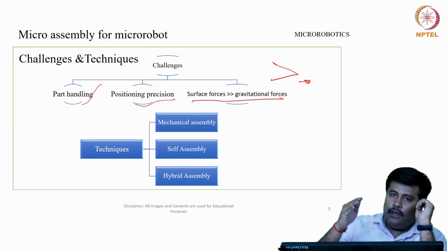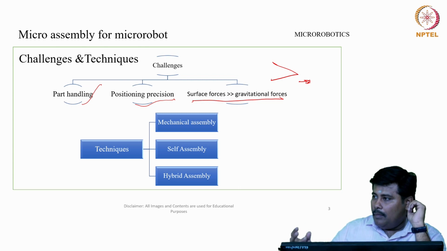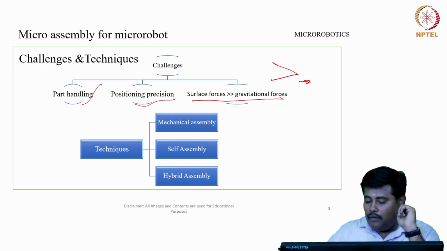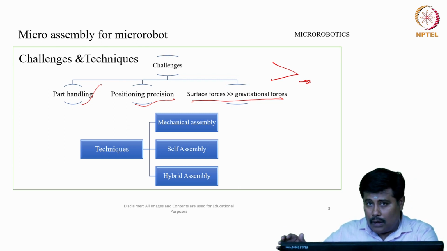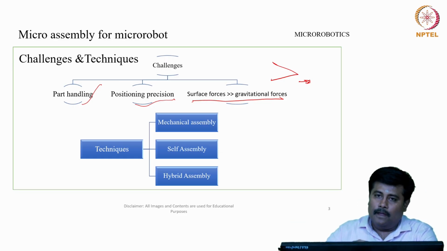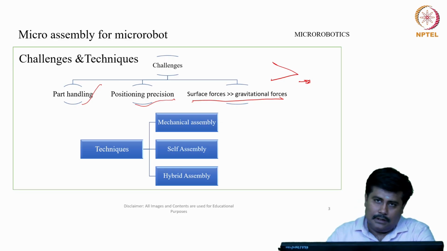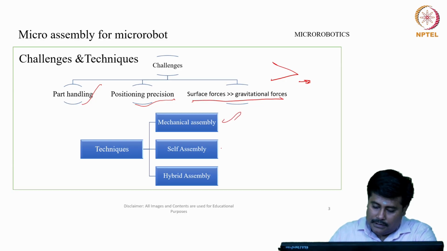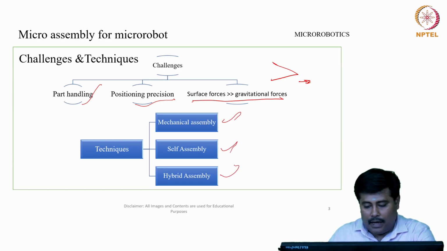So appropriately we try to design the micromechanical systems for generating such kind of forces, or to overcome this gravitational force, or to encash these surface forces. Now, as far as these techniques are concerned, we classify them into three. One is mechanical assembly. Then we have the self-assembly, and then we have the hybrid assembly.